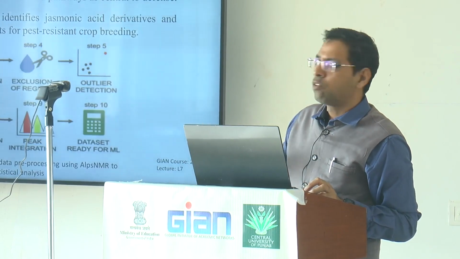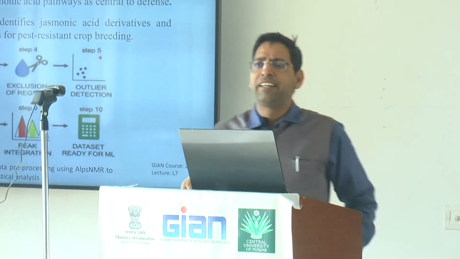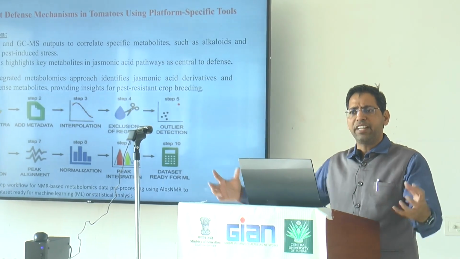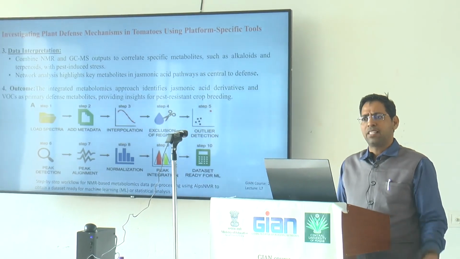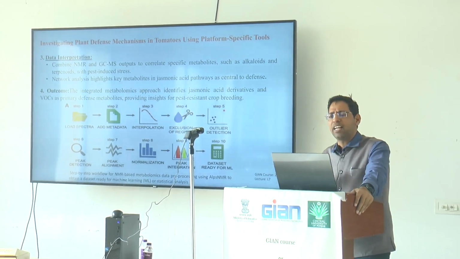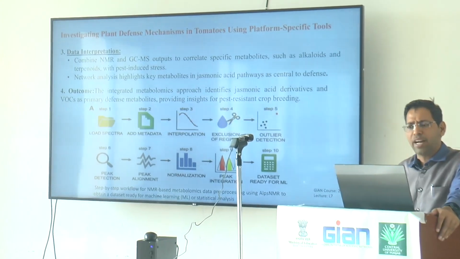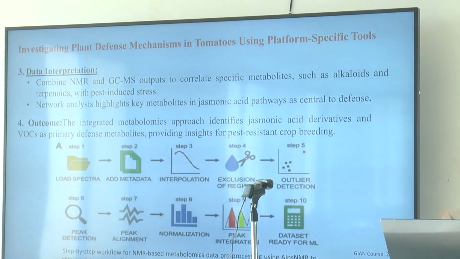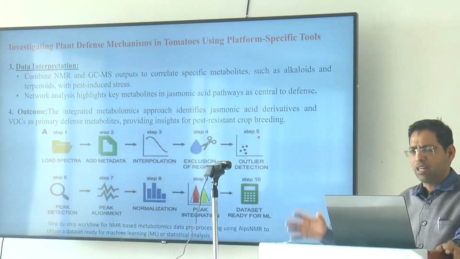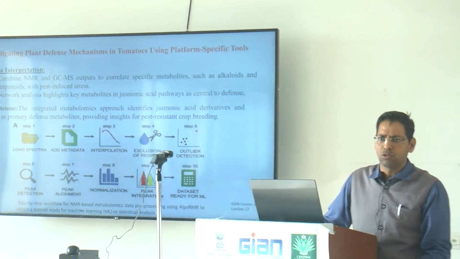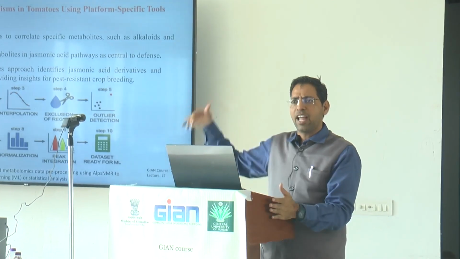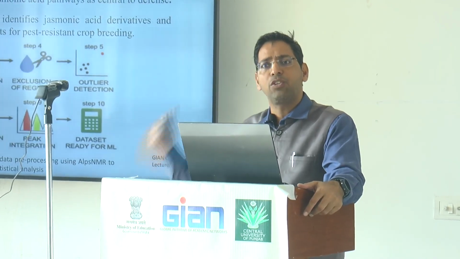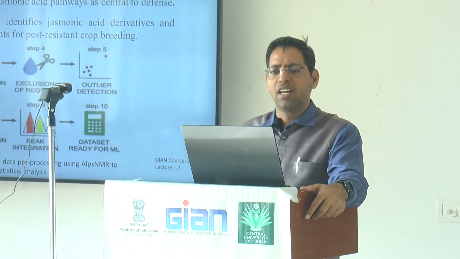Now I am coming to the third part of this objective, that is the data interpretation. When you use these tools, you collect the data, and then you have to integrate the data coming from the GCMS and the LCMS. When you integrate the data, you have to correlate specific metabolites, such as alkaloids, terpenoids and phenolic compounds, with respect to the pest-induced stress. Along with this, you have to go with the control also. Here you will identify that some metabolites are upregulated, some are detected, and some are not detected when there is a pest infection or something like that.